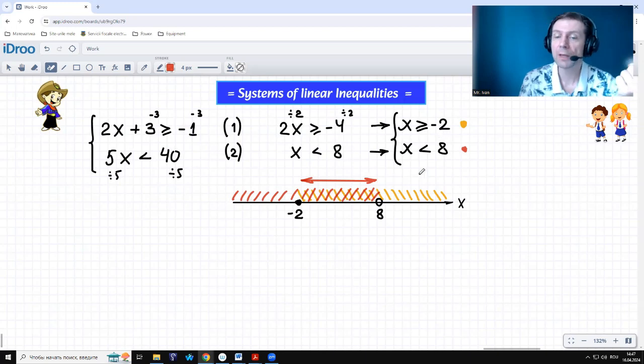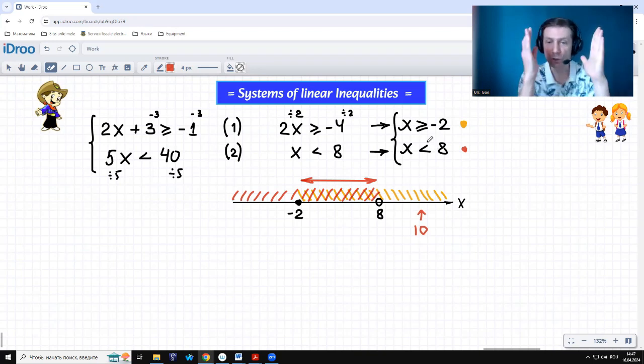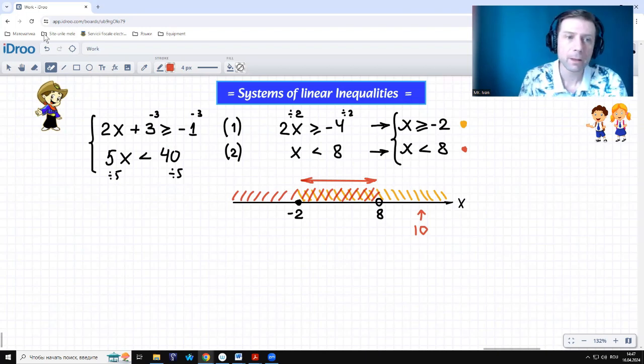Greater than -2, sure. But if you pick, for example, 10 over there, so 10 is greater than -2, sure, but less than 8, no. Okay, that's why these are the borders of our interval of solutions, okay?